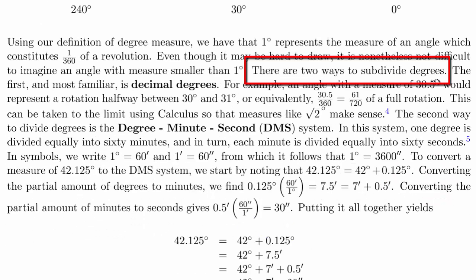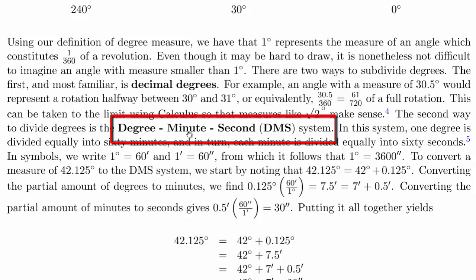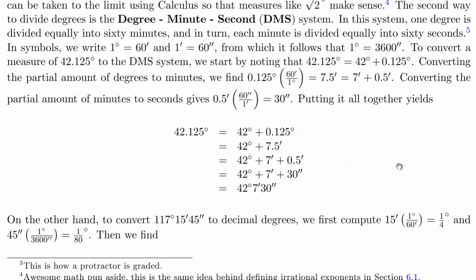There are two ways to subdivide degrees. One way is very common, decimal degrees. An example is 30.5 degrees. Another way is to use the degree-minute-second system. We should remember that 1 degree is equivalent to 60 minutes, and 1 minute is the same as 60 seconds. Then it follows that 1 degree is the same as 3,600 seconds. An example of an angle in the degree-minute-second system is 42 degrees, 7 minutes, and 30 seconds.